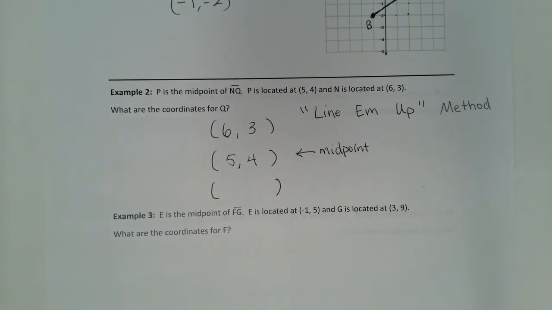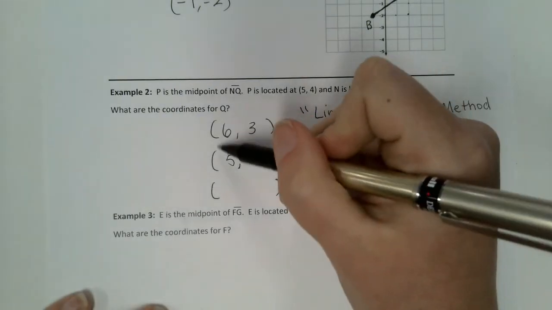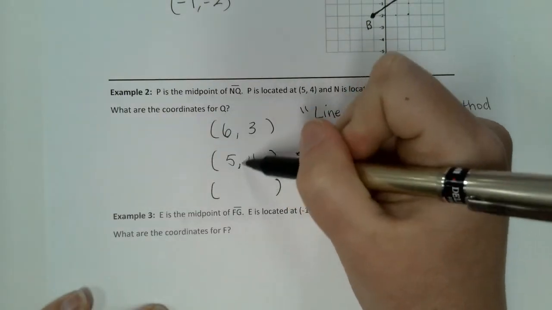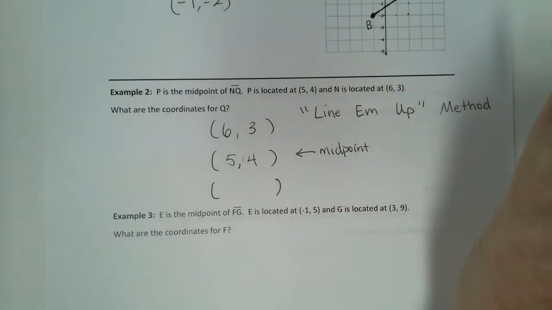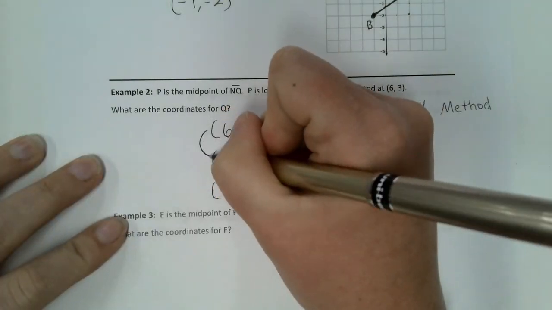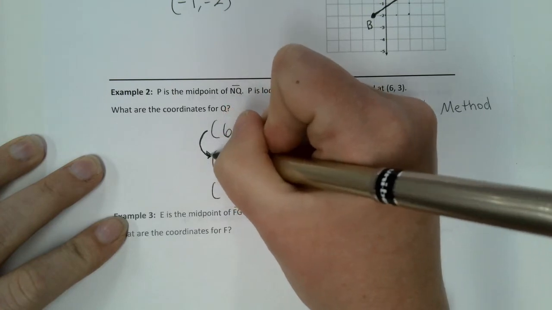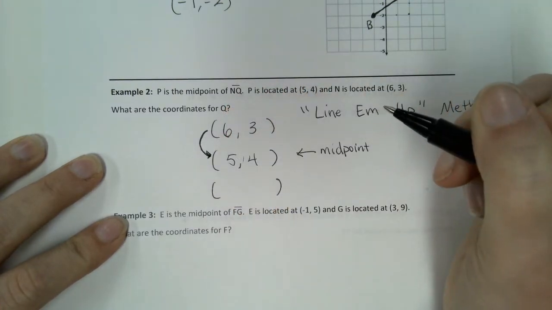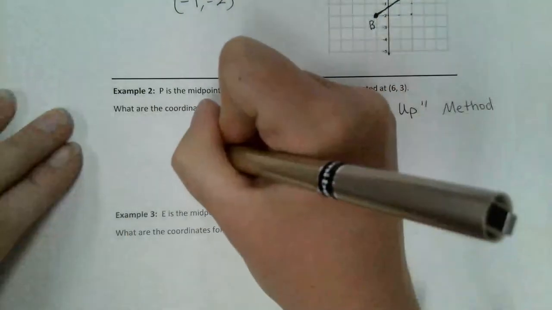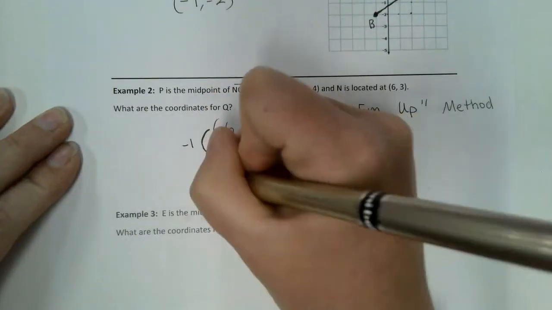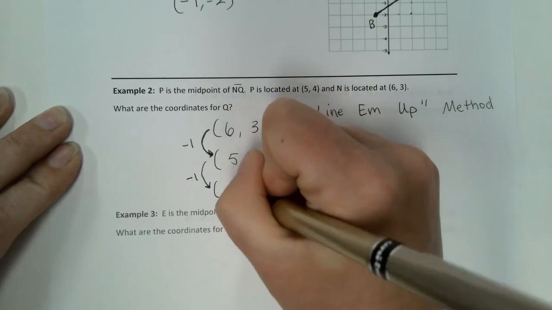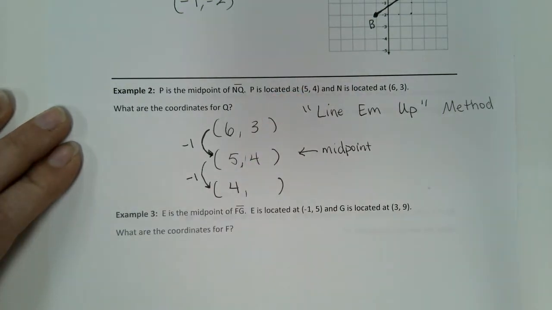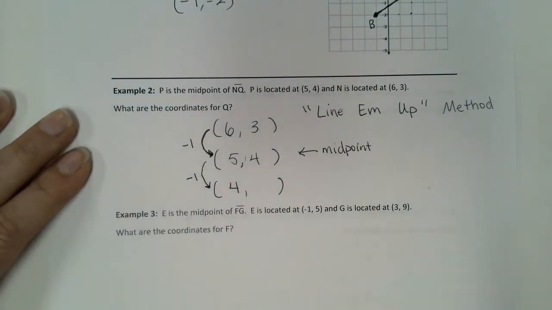Okay, what you're doing is you're looking for a pattern. You're going to look at your X's. These are both of the X's, right? And then you're going to look at your Y's and find the pattern. We're just finding the pattern without the graph. Well, what did they do to get from 6 to 5? Subtracted 1. So if we continue that pattern and we subtract 1 again, what's 5 minus 1? 4.